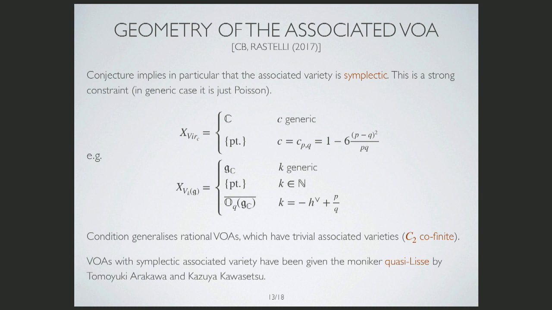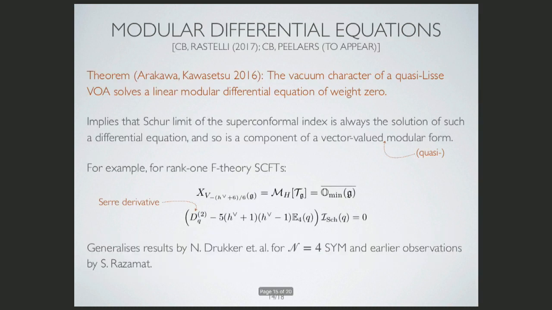So in the case corresponding to rational VOAs, the associated variety was just trivial, and in that case the VOA is called C2 cofinite, and we're finding some sort of relaxing of that condition, which is still some sort of partial finiteness condition associated to symplecticness of the associated variety. Tomoyuki Arakawa and Kazuya Kawasetsu have studied this class of vertex algebras, and for historical reasons, they called them quasi-lisse vertex operator algebras.